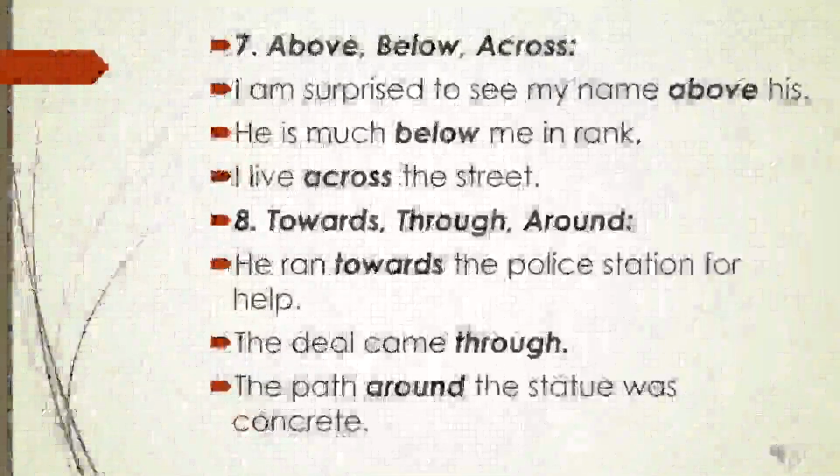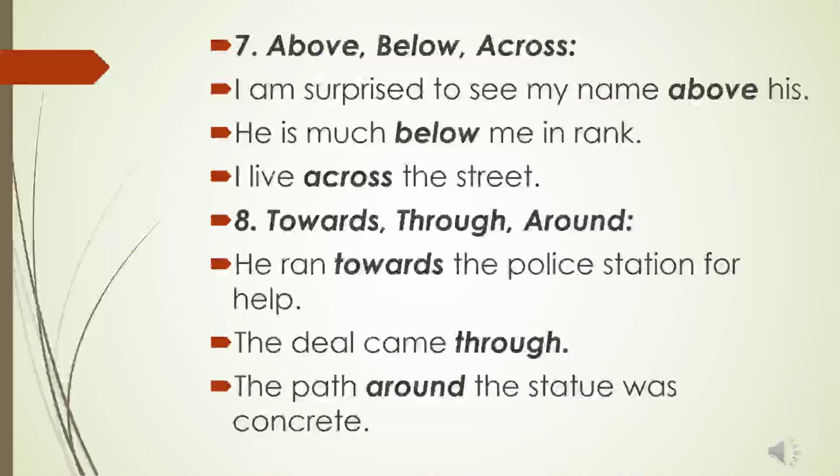Let us now discuss prepositions like above, below, across. Above means in a higher position. Below means a lower level than the other. For example, I live in the flat below his. Across means from one side to the opposite. For example, I live across the street. That means on the opposite side of. The boy ran across the road, which means from one side to the other.